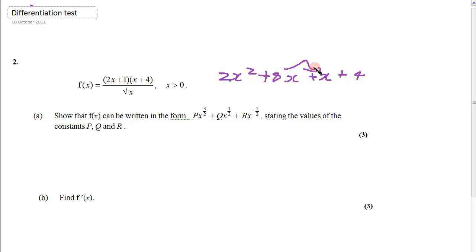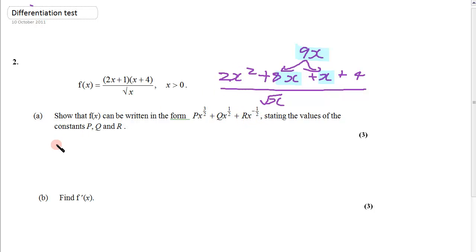And these two we're obviously going to combine to give us 9x. And we've got all of that divided by root x. So now we want to simplify all this, so we get it in the format p x to the 3 over 2 plus q x to the half plus r x to the minus half.